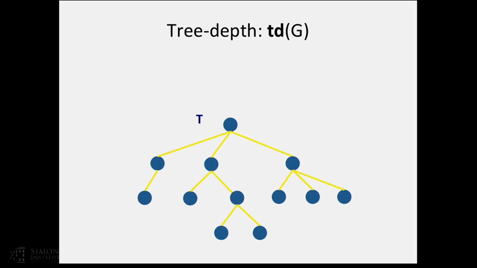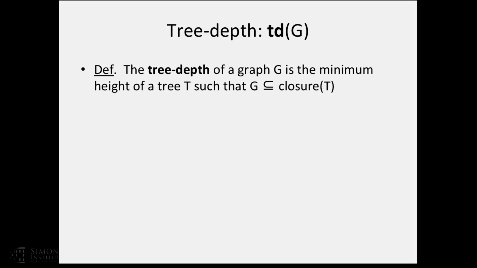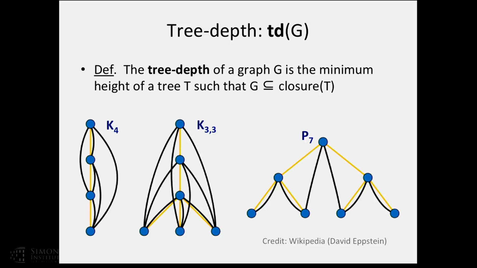Tree depth may be a less familiar notion, so let me just define it very quickly. If T is any rooted tree, then we define the closure of T to be the graph that's formed by adding edges between all ancestor-descendant pairs in T. So this is the closure of a tree T. The tree depth of a graph G is defined as the minimum height of a tree T such that G can be realized as a subgraph of the closure of T. Okay, so this is a nice graph parameter. This is showing that the tree depth of a clique K4 is 4. It is in fact the closure of just this path. For paths, on the other hand, the tree depth is logarithmic in the length of the path.